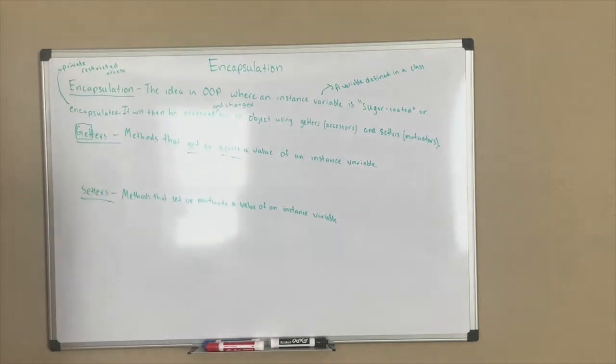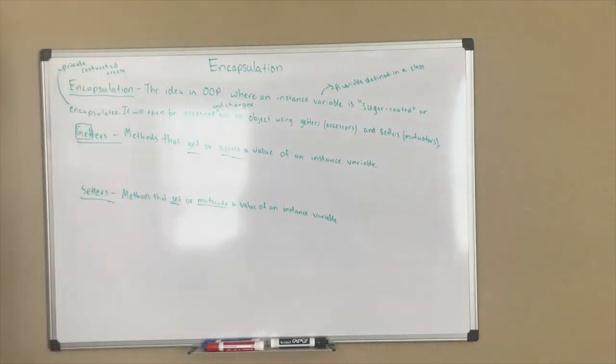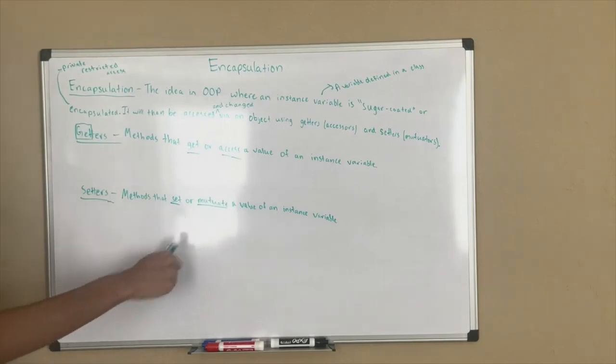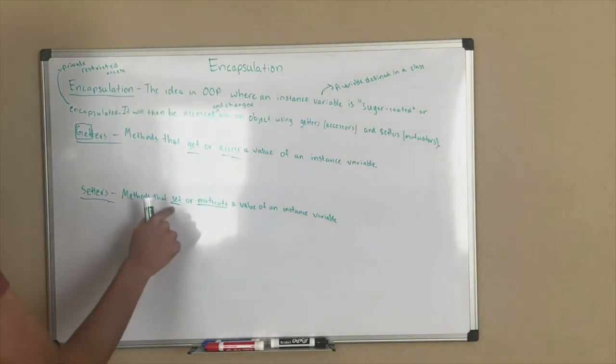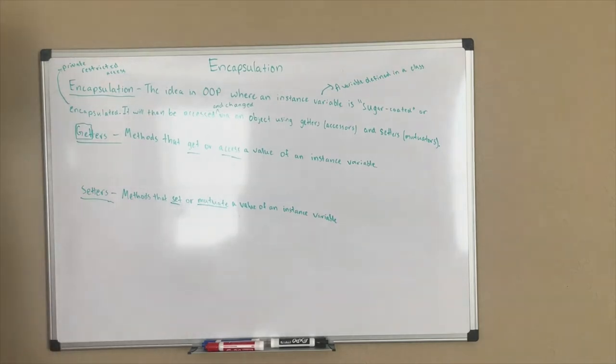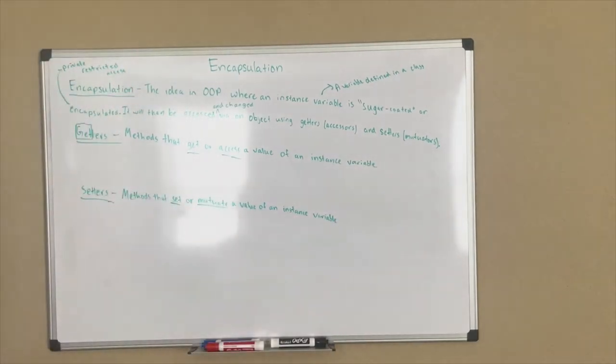There you go. So that one is also straightforward enough because the words are in it. You get the gist because set and mutate are part of the name itself, right? Mutators mutate the value, setters set the value. Set and mutate are just synonyms, and these two mean the same thing.